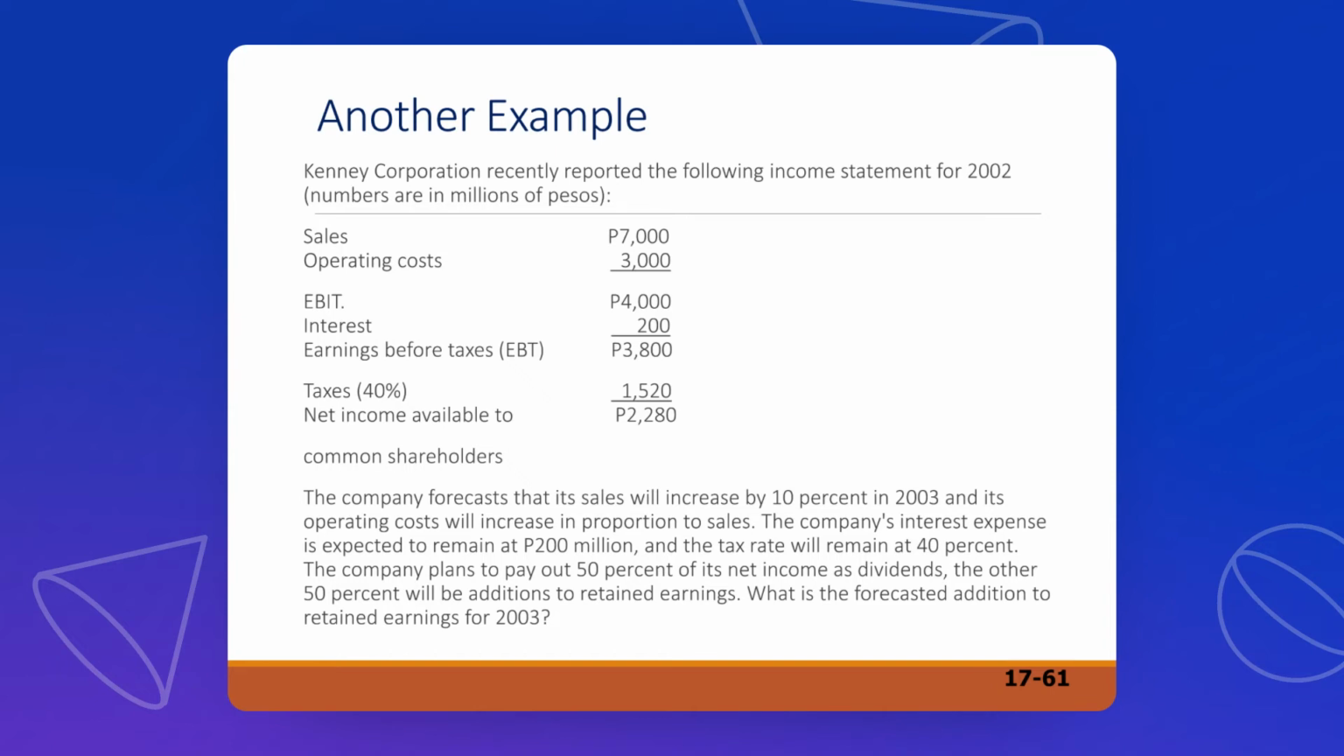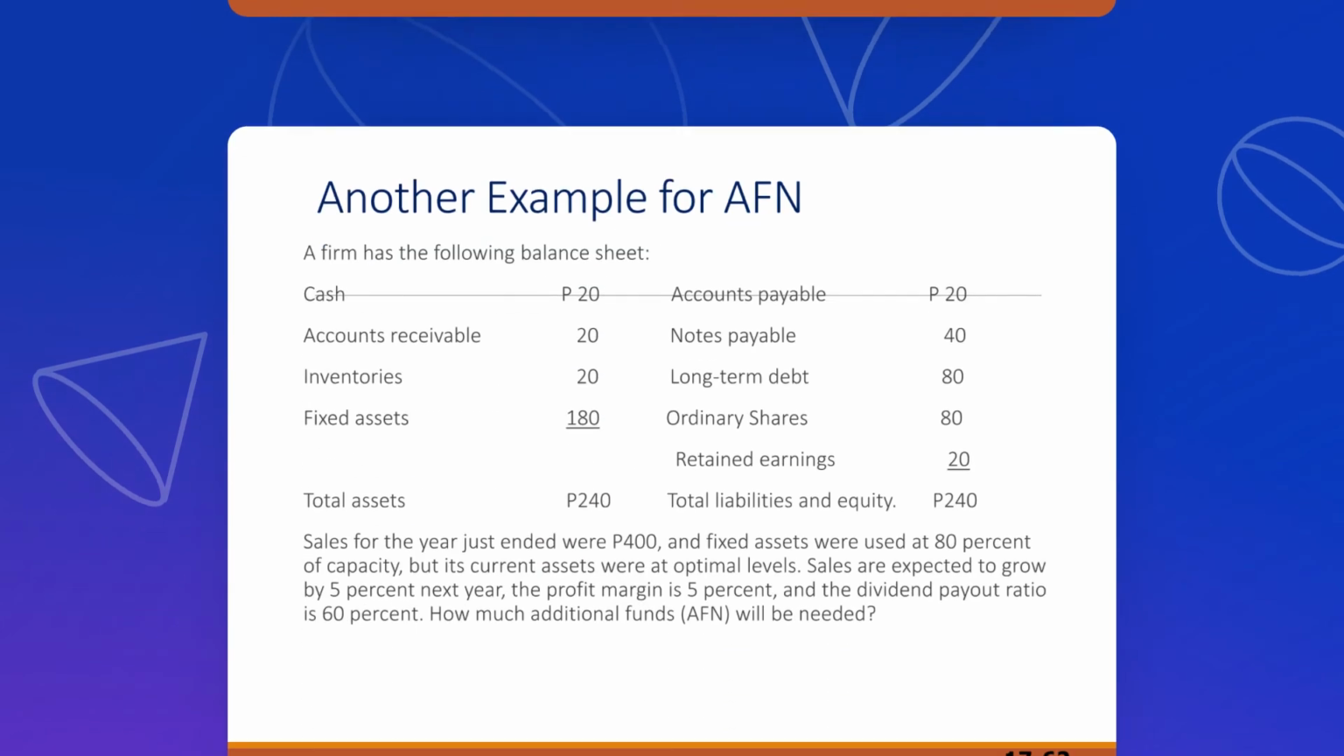Alright. The company's interest expense will remain at 200 million. So, mini class, hindi siya spontaneous. Kasi, pag spontaneous, it will also increase your assets. And the tax rate will remain at 40%. The company plans to pay out 50% of the net income as dividends, and the other 50% will be an addition to your retained earnings. What is the forecasted addition to the retained earnings in 2003?